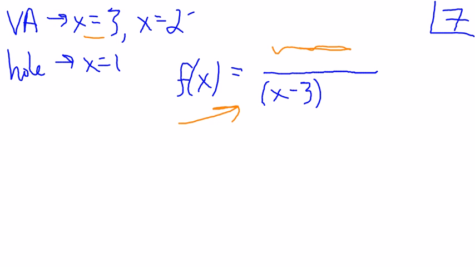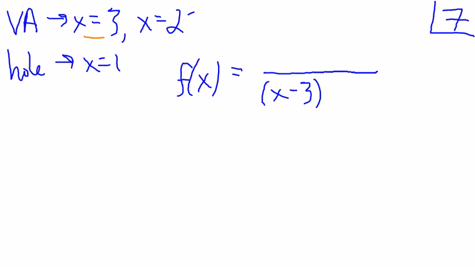whatever this number up here is, it doesn't matter. Well, kind of doesn't matter. Mostly doesn't matter unless it's 0. It gives me something over 0, which is undefined, which gives me an asymptote. You should know that from before.